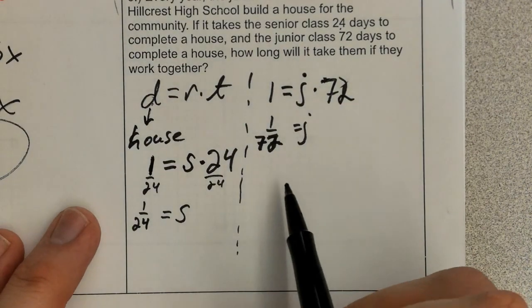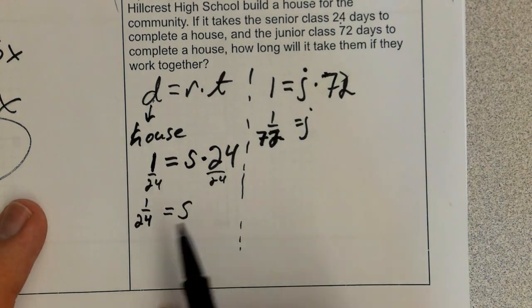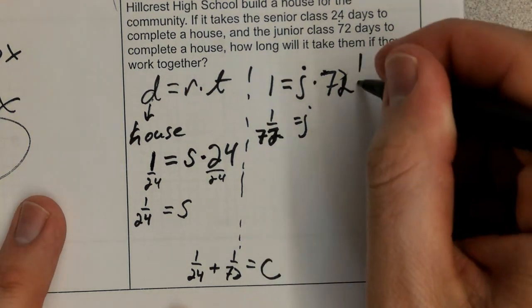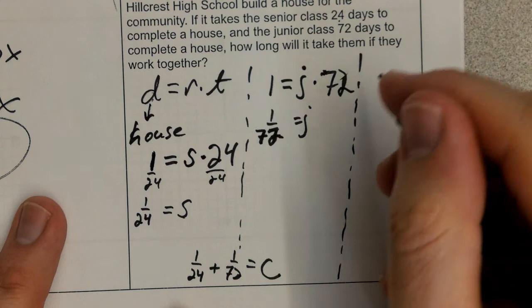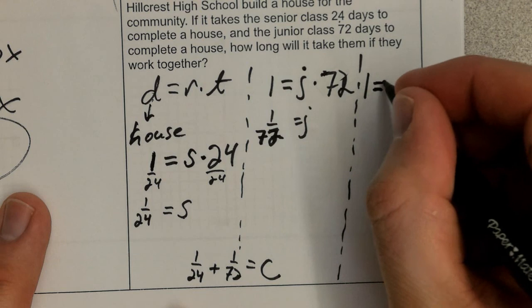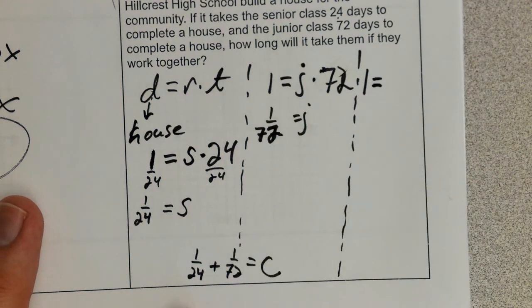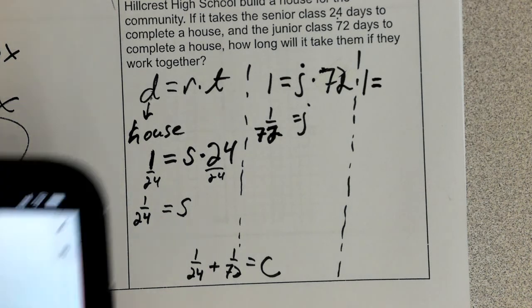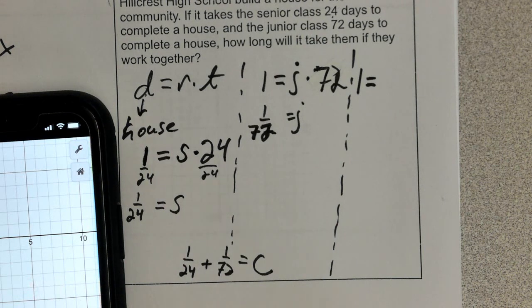So if we want to figure out the rate that they complete a house together, it would just be S plus J. In other words, 1 over 24 plus 1 over 72. That would give us the combined rate. Maybe we call that C, okay? And so then the last section here is the rate combined, so they can complete one house at a rate of, well, 1/24 plus 1/72. So you can either do that the old school way, or you can just go 1 divided by 24 plus 1 divided by 72. Fraction that, it's 1 over 18.